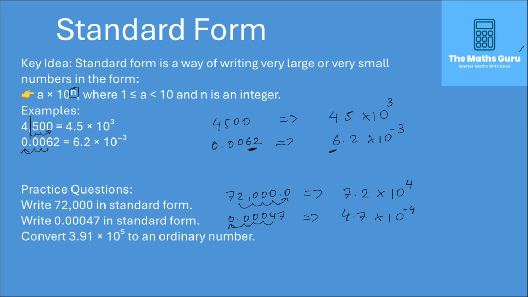Convert 3.91 times 10 to the 5 to an ordinary number. We have to move our numbers 1, 2, 3, 4, 5 places. So this is now going to be 3, 9, 1, and then we fill in the places 1, 2, 3, 4, 5 with zeros. So that's 391,000.